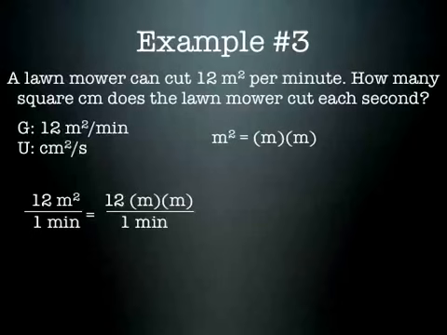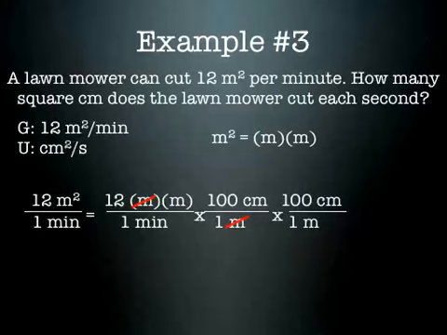So now I can use my relationship of 1 meter equal to 100 centimeters and get rid of my meters. But as you'll notice, I've only gotten rid of one of those meters. So what does that mean we have to do? We have to do that exact same step a second time. So I have both of my meters cancel out.